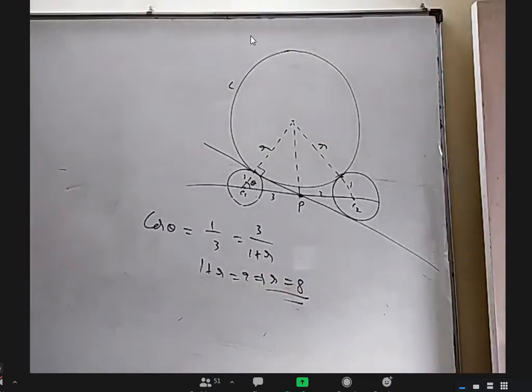Regularly in Mains or Advanced exams, we'll find questions on circles where it can be done just from pure geometry or from the figure. This is one such question. Is everybody clear about the figure and the solution? Yes, sir.